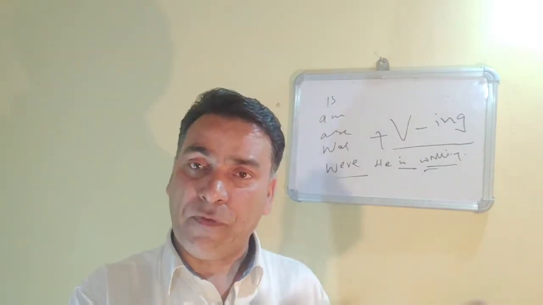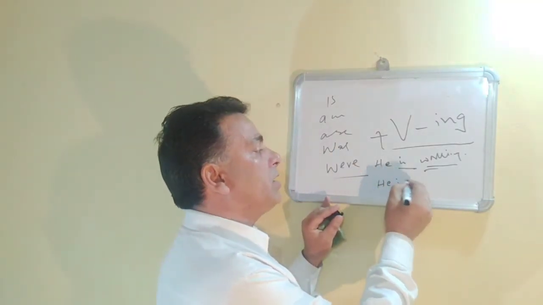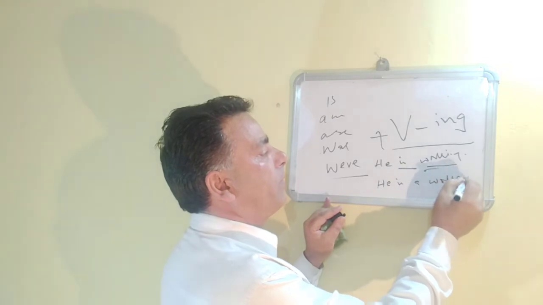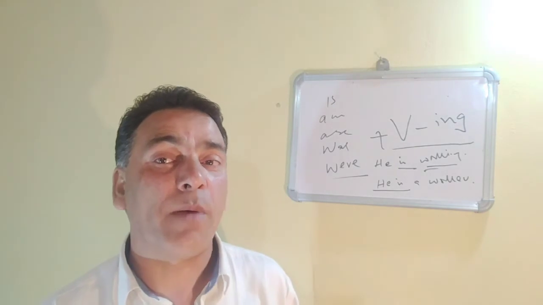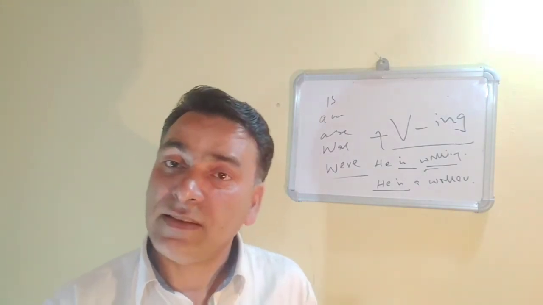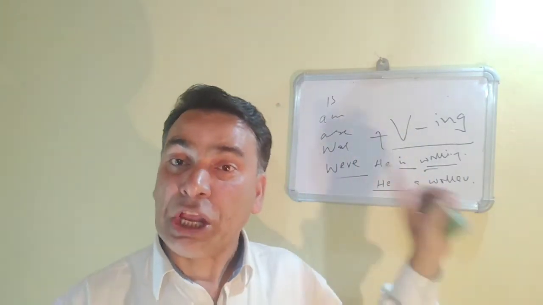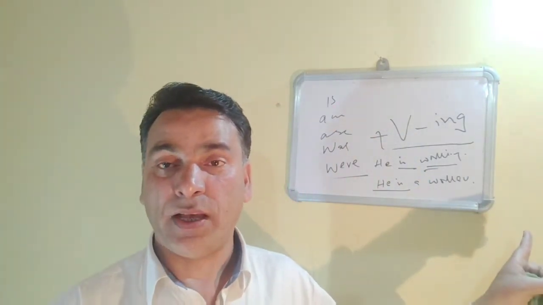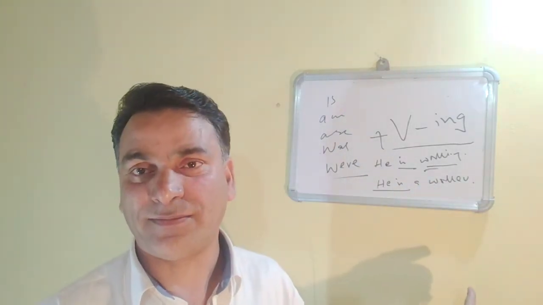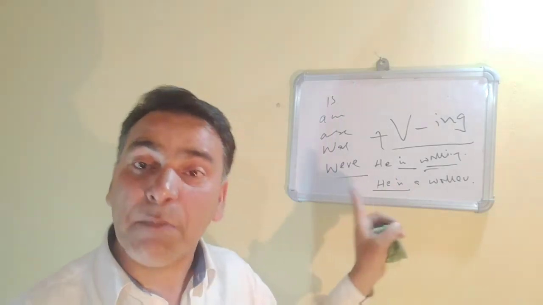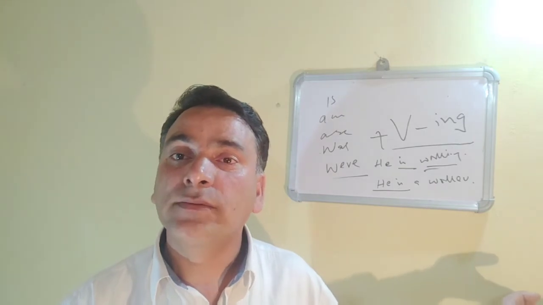But if I take it out from here, he is a worker. Now you see, is is not followed by the ing form of the verb, and hence it's not a helping verb. This time it is the main verb. It's not the helping verb, it's not an auxiliary here. I hope you understand, and the same is the case with am, are, was, were.